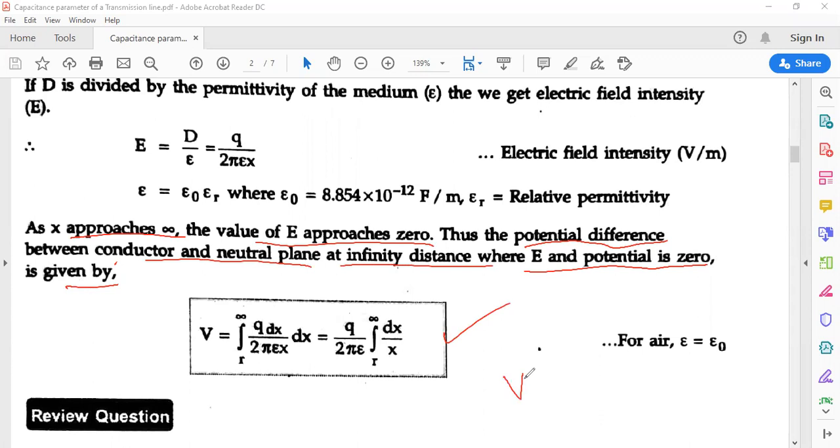If I want to find out the potential that is present there, from the radius, the surface of the conductor, to the infinity point, I'll be integrating Q divided by 2 pi epsilon x. So Q divided by 2 pi epsilon x is E, dx. So it is not dx, so you just erase that. So this is E dx.